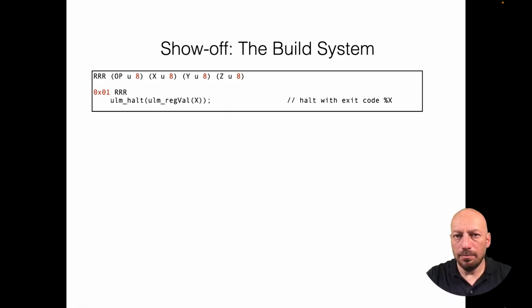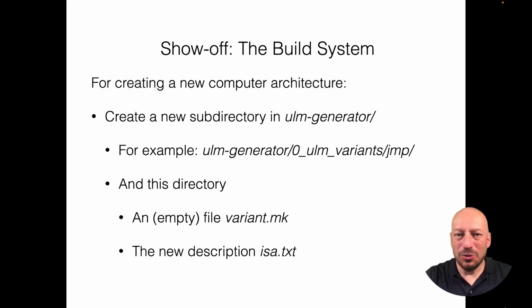In this video I will initially begin with a new minimalistic instruction set architecture with just a halt instruction, and then add more and more instructions to that for input, output, and jump instructions. And I will, most of all, use this opportunity to show you how powerful the build system for the ULM generator is.